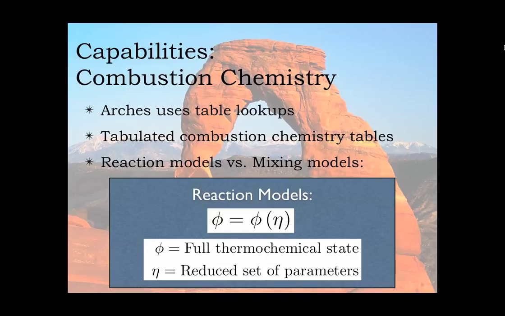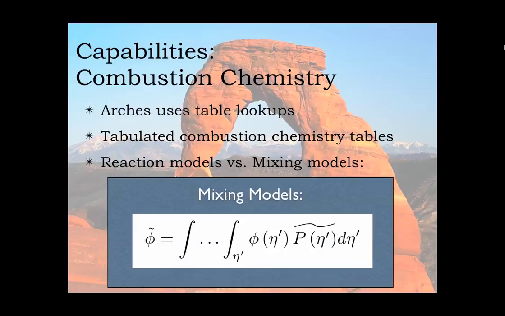So there's not a single eta here. There's an eta 1 here, eta 2 here, eta 3 here. You get the idea. There's a whole bunch of different etas in a single LES grid cell. So we can't just say, okay, here's our one eta and there's our one phi. This mapping doesn't work for LES. So with LES, we can't just plug in a reaction model. So what we do is we use mixing models.